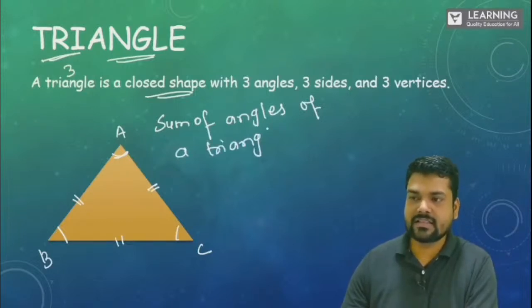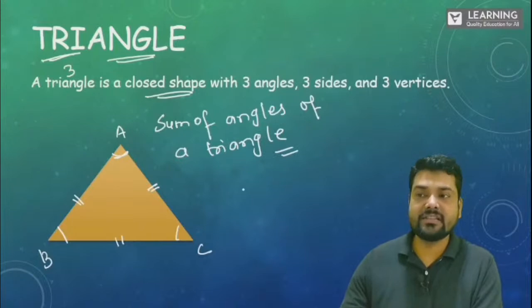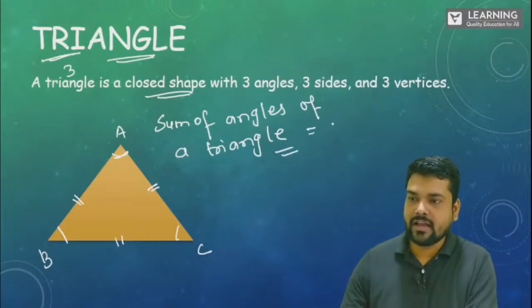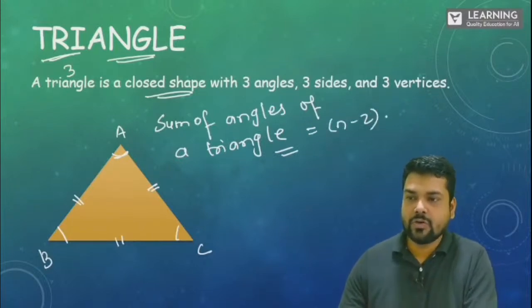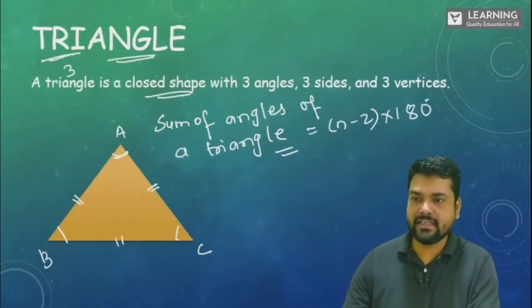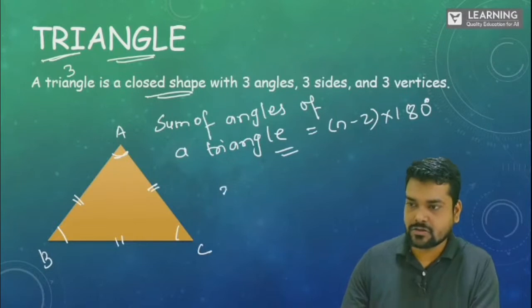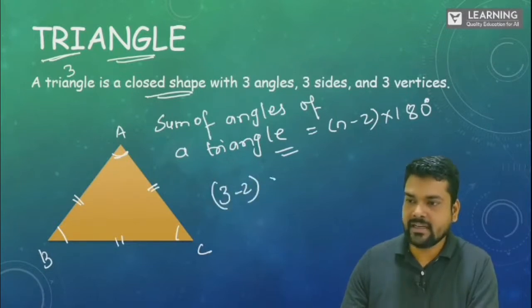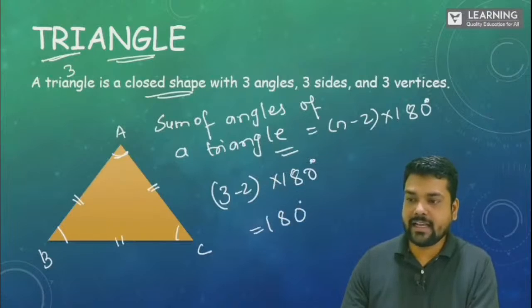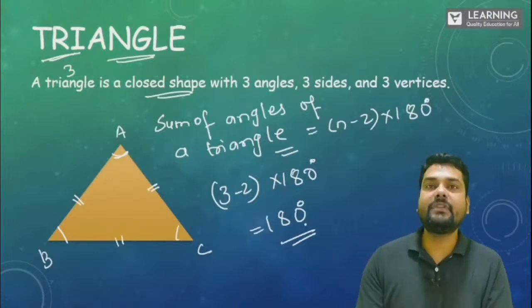The sum of angles of a triangle. What was the formula? It was equal to (n minus 2) into 180 degrees. So n is 3 because the triangle has got 3 sides. So (3 minus 2) into 180 degrees, that is going to be 180 degrees. So we have proved this with the formula.